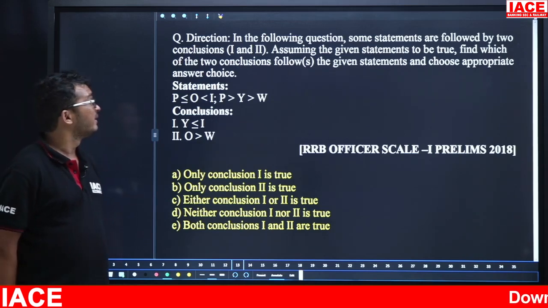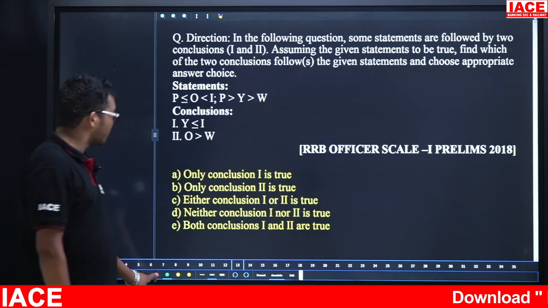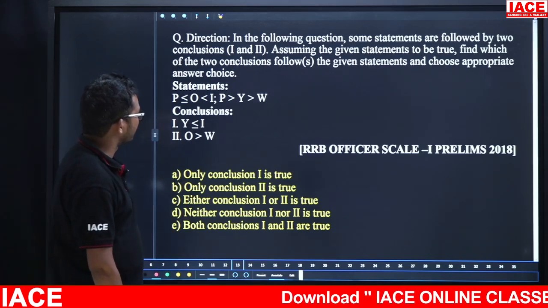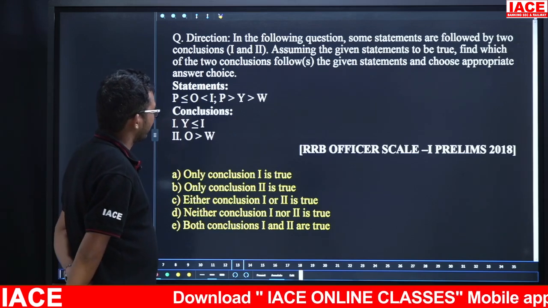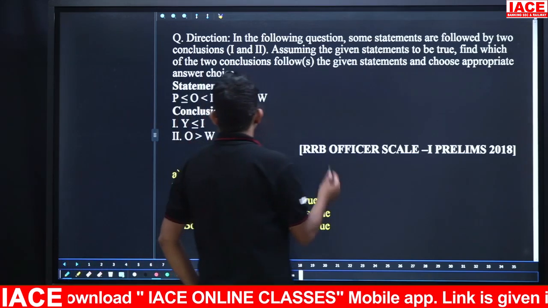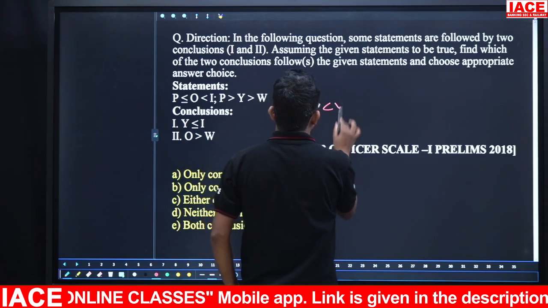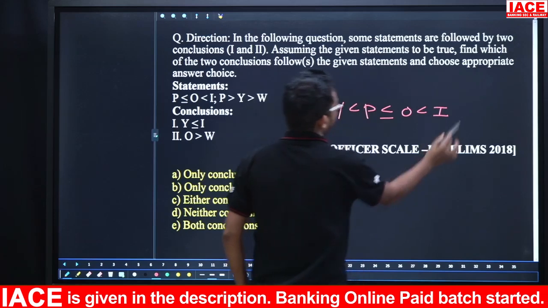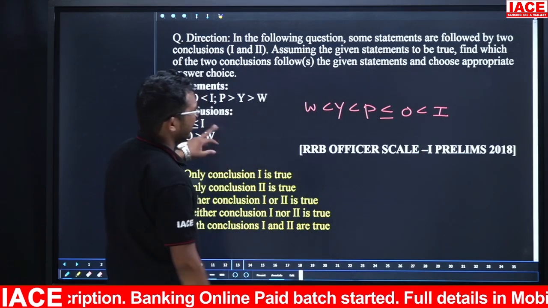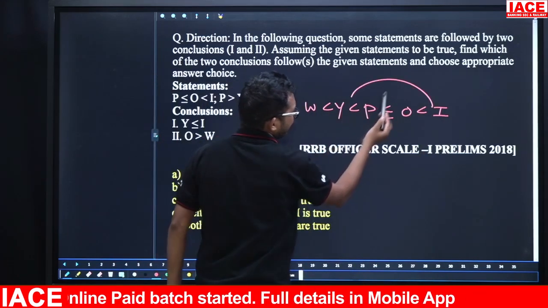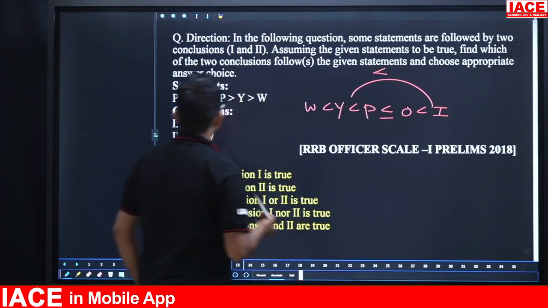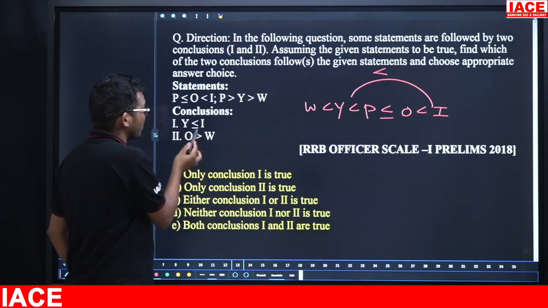Yes, time up. Here the given question is from inequalities. The given statement is P less than or equal to O less than I, P greater than Y greater than W. So take it as W less than Y less than P less than or equal to O less than I. Conclusion number 1: between Y and I, what are the symbols here? Less than or equal, less than, resultant is less than. So Y is less than I.